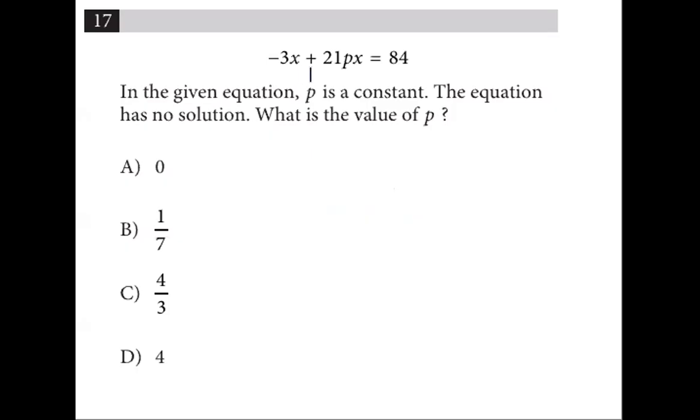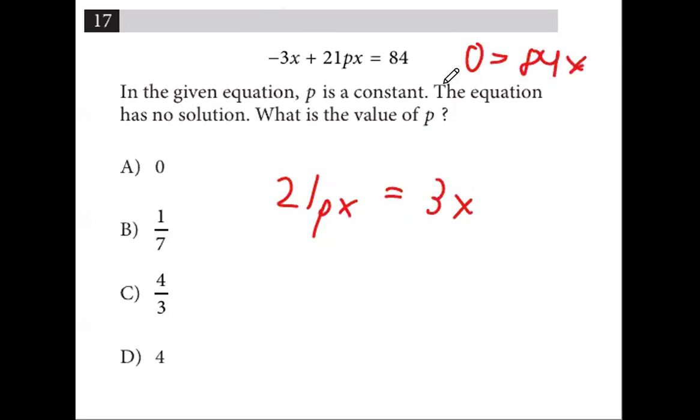So in this case, the easiest way to do it is to cancel out all the x's. So we need to get negative 3x plus, and the way to cancel that out would just be positive 3x. So we know that 21px has to equal positive 3x in order to cancel this out, because then we'll just get 0 is equal to 84. And 0 is equal to 84 is not an accurate statement. So that means that the equation would have no solution.